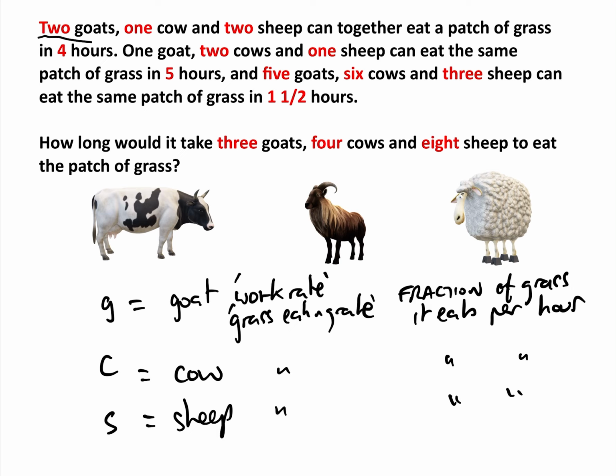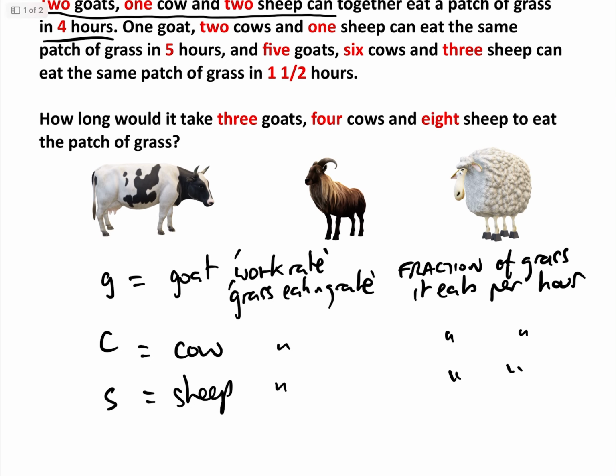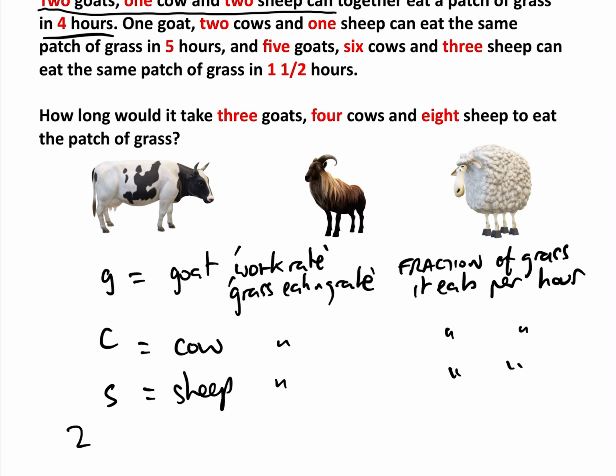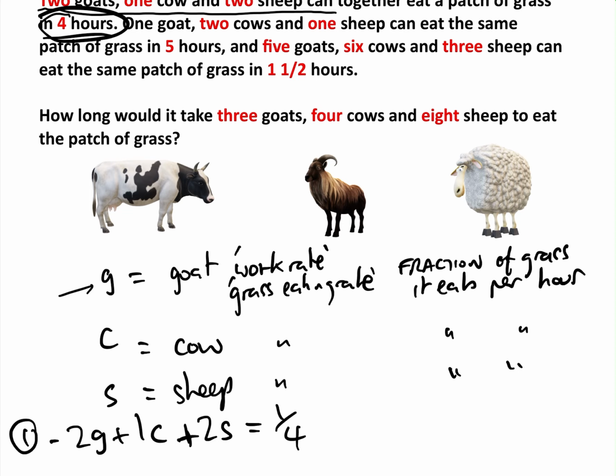Now from the first one here, 2 goats, 1 cow and 2 sheep can together eat a patch of grass in 4 hours. So basically, because if 1 goat eats this fraction per hour, then 2 goats obviously eat twice as much, and 1 cow add 2 sheep, for the same logic, equals, well, how much do they eat between them per hour? Well, if it takes them 4 hours to eat the whole lot, then they eat a quarter of the patch in 1 hour, and that is equation number 1.